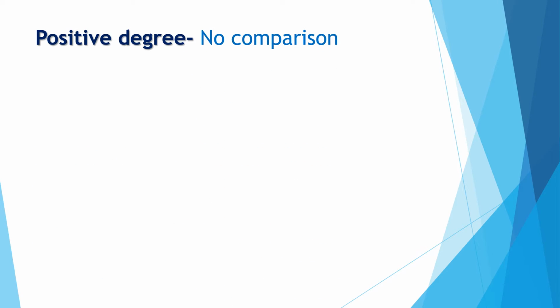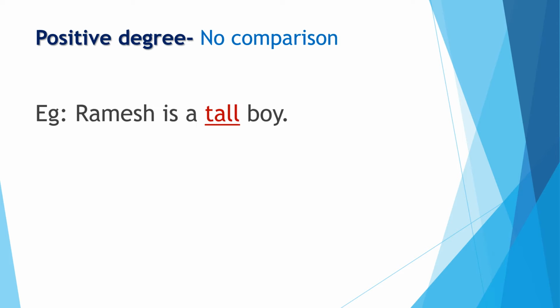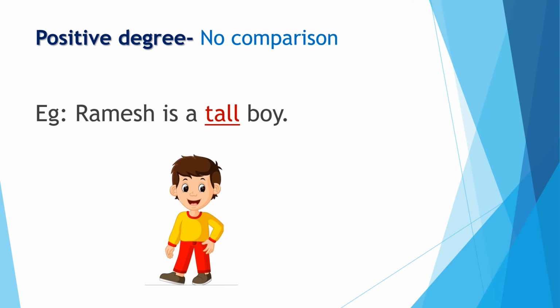Positive degree. When we talk about adjective without any comparison, in short, I could say no comparison. Example, Ramesh is a tall boy. Here, tall is an adjective. So, here we are not going to compare Ramesh with any other person. So, here tall stands for positive degree. Let's go for the second form.